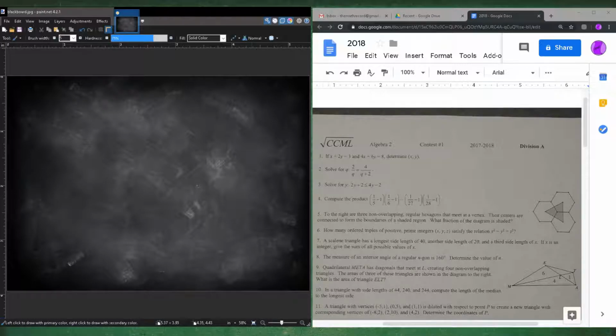Okay, number 5. To the right are 3 non-overlapping regular hexagons that meet at the vertex. Okay, like this. Their centers are connected to form the boundaries of a shaded region. What fraction of the diagram is shaded? Okay, let me draw a hexagon. Sorry if it looks bad. I'm not the greatest artist.